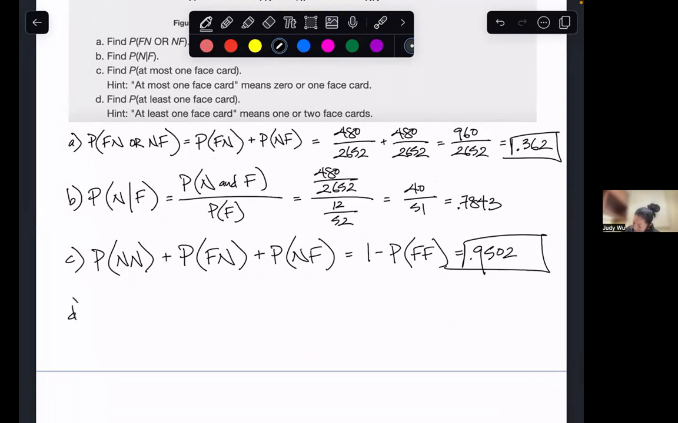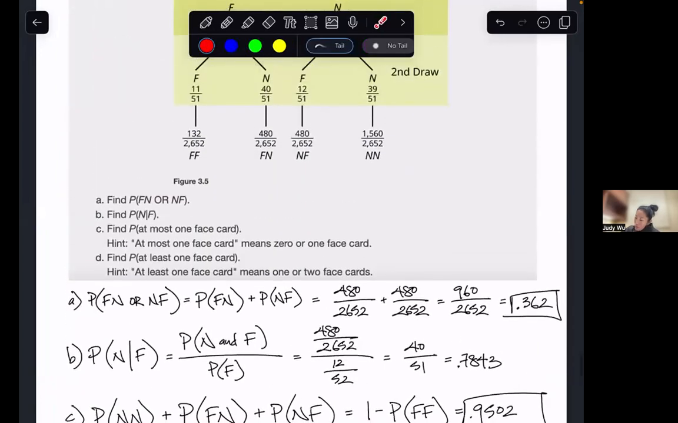All right, let's think about part D. Part D says the probability of at least 1 face card. So that means if I look back at this tree diagram, I don't want the case where there's no face cards. I want to have at least 1. So 1 face card in either order, or I happen to draw both face cards.